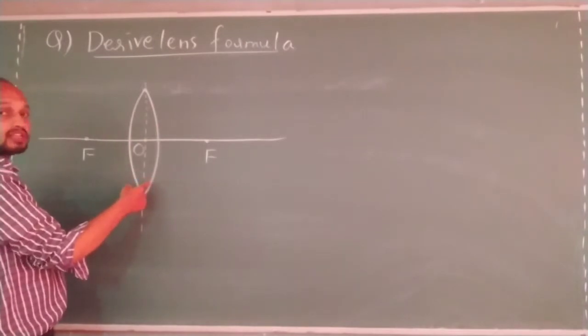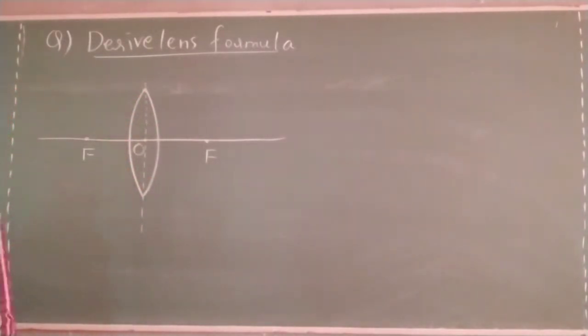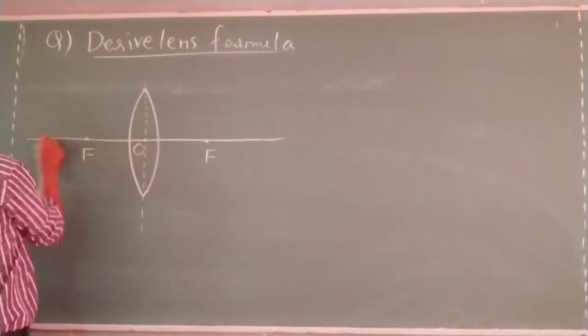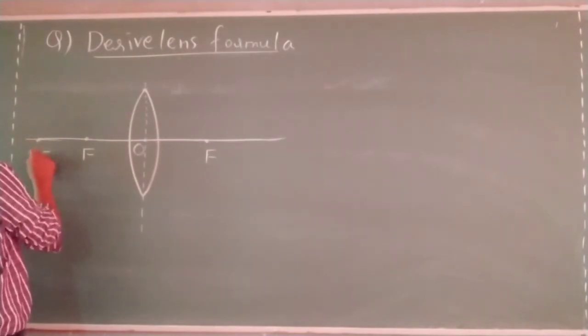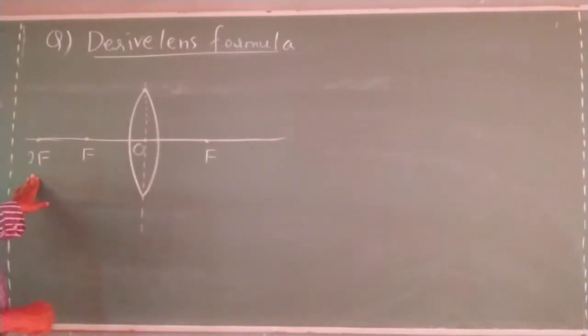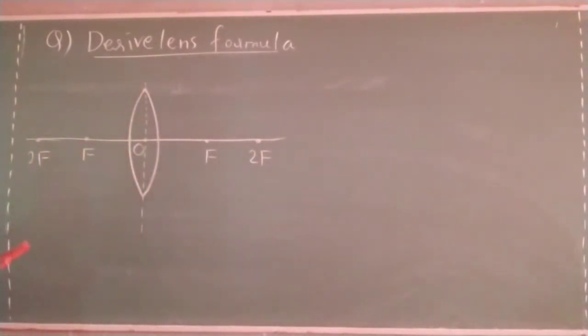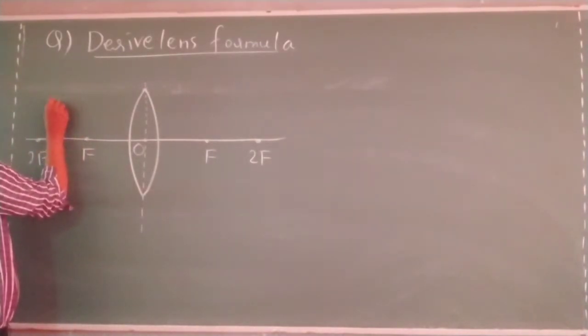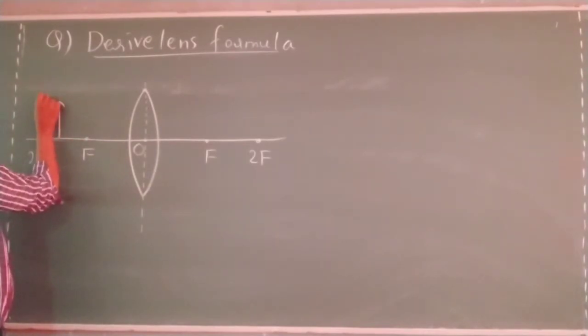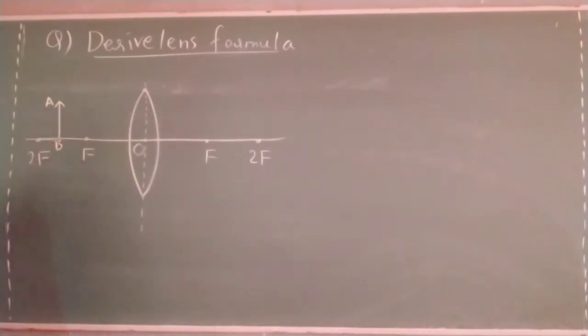Since the radius of curvature of these two surfaces are the same, the focal length of the points F will be the same either towards the right side as well as the left side. Okay. Next, let us take another point on the principal axis, double the focal length. Here also double the focal length. Now I am going to keep an object between 2F and F. This object is an extended object. Let us take this as A, this as B. Are you getting that? One extended object.